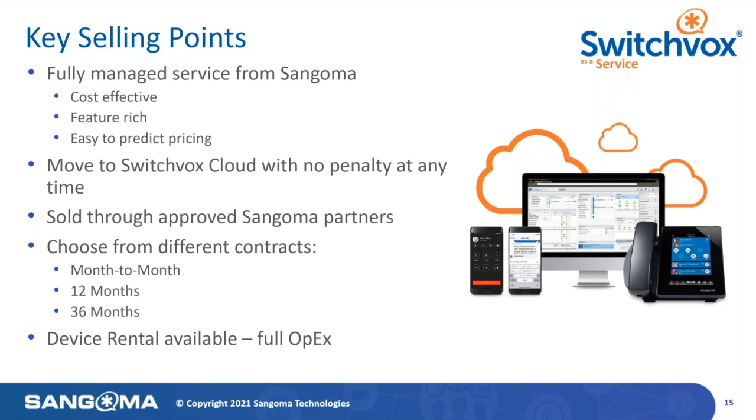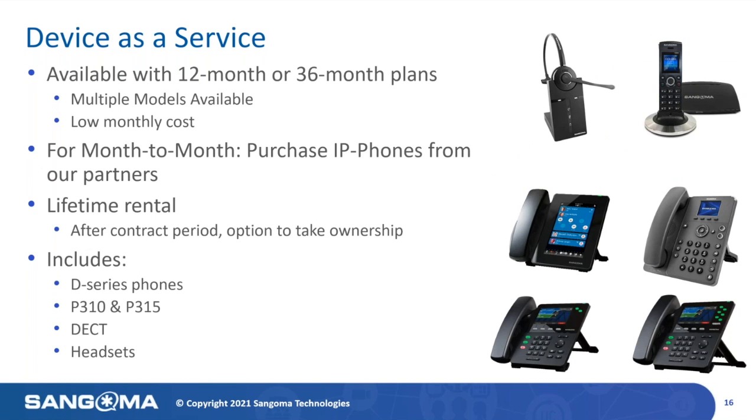The other really nice thing we have around Switchvox as a service is our device rental, which we call device as a service. So you can rent on 12 or 36-month plans any of those phones and devices on the right hand side: the D series phones, the P series phones, the DECT handsets and base stations, and our H10 and H20 headsets. For obvious reasons, we don't offer rental on month-to-month deals, only on 12 and 36. If you want it on month-to-month, then we suggest you go purchase those IP phones, headsets, and DECT phones from our distribution partners in country. It's a lifetime rental. After the contract period, if you pay for another 3 months, then you get to take ownership and never have to pay for that phone again. So ultimately, you get the phone to keep at the end of the period.